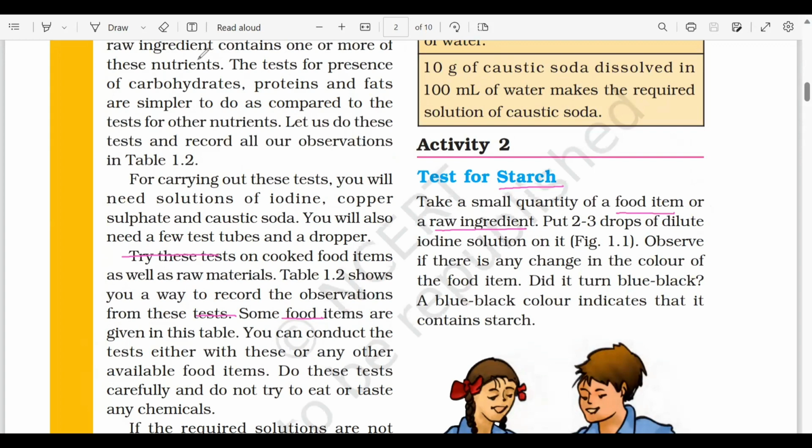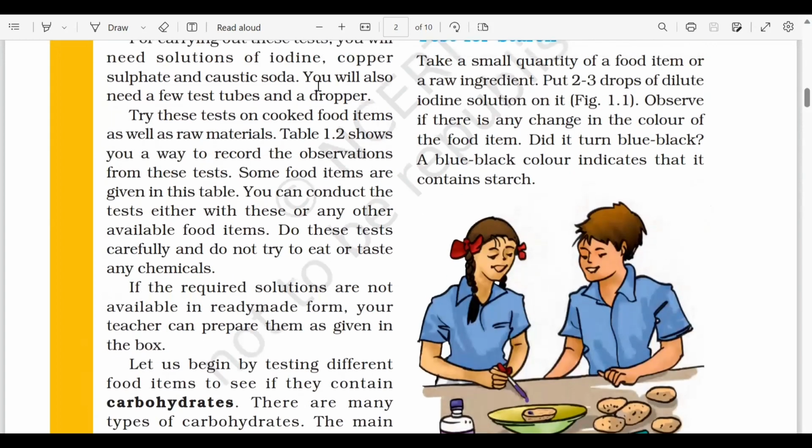In this example you can see they have taken some potatoes, right? So we took a food item, and that food item was potato. Now we will add 2 to 3 drops of dilute iodine solution on it. You can see there is a girl carrying a dropper, and she has poured dilute iodine solution.